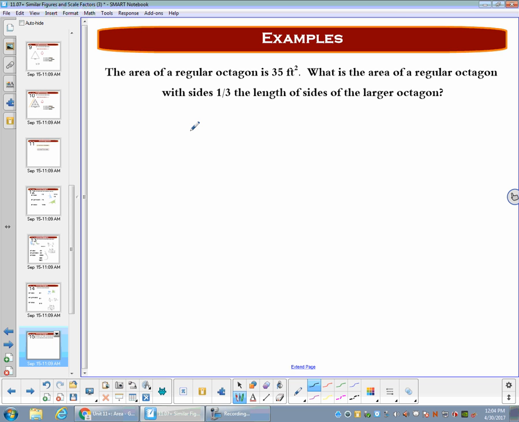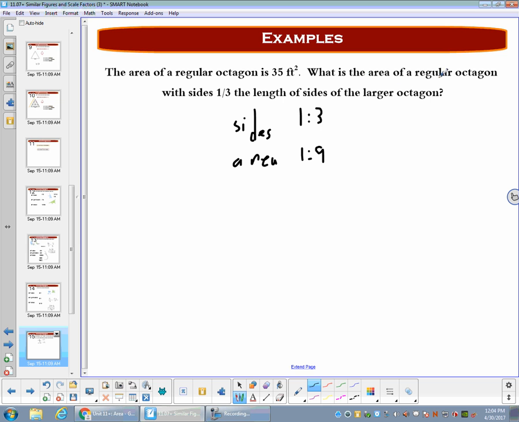Let's try this one. The area of a regular octagon is 35 square feet. What is the area of a regular octagon with 1/3 of the length of the sides? We know the ratio of sides is 1 to 3, because 1/3 the length. So the ratio of areas is going to have to be 1 to 9. We just have to square those.